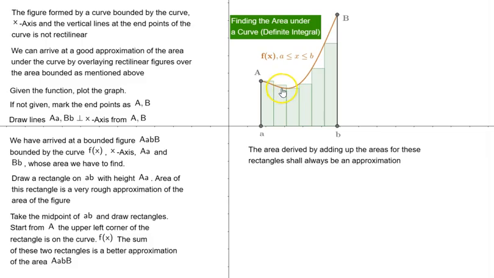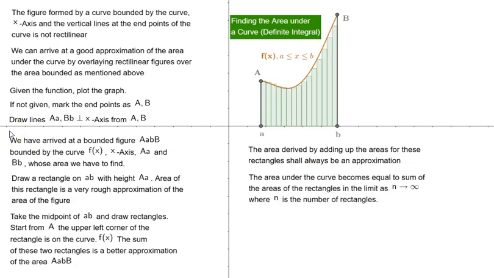Why? Because either it will be overestimated or it will be underestimated. If we keep taking more and more rectangles, you see this gap keeps getting reduced. But it remains. Now to actually get the area under the curve exactly, we will have to take the number of rectangles to infinity. The area under the curve becomes equal to the sum of the areas of the rectangles in the limit as n goes to infinity, where n is the number of rectangles.